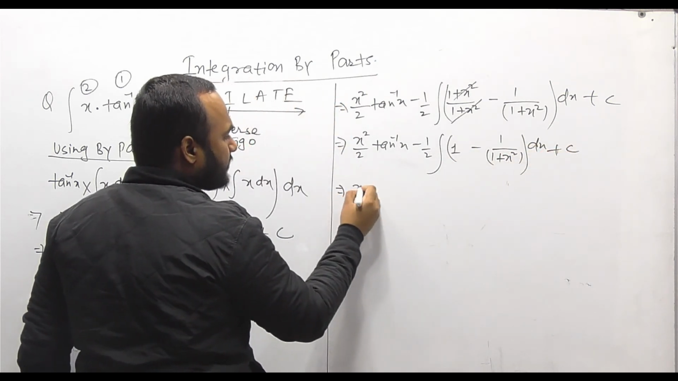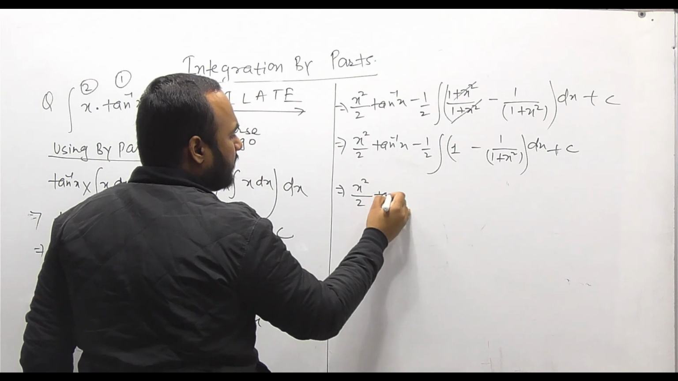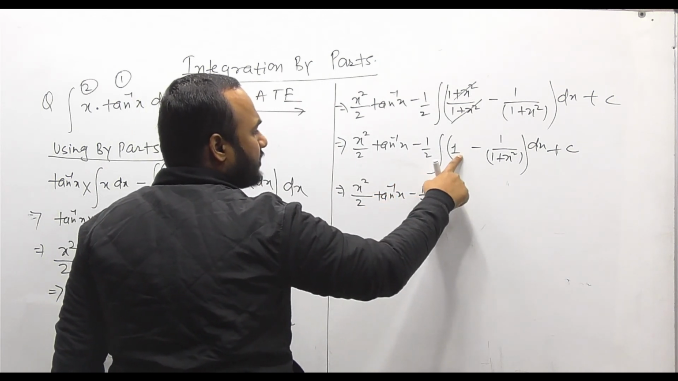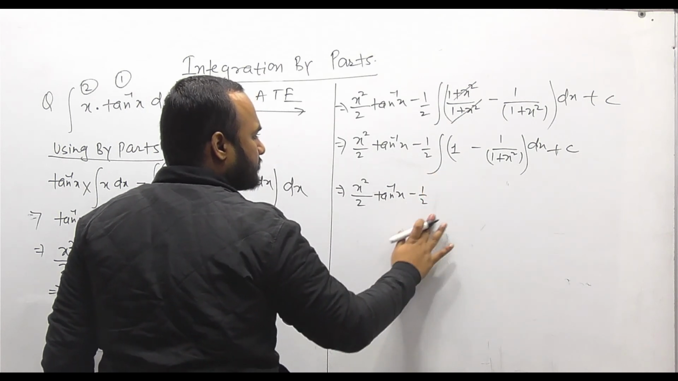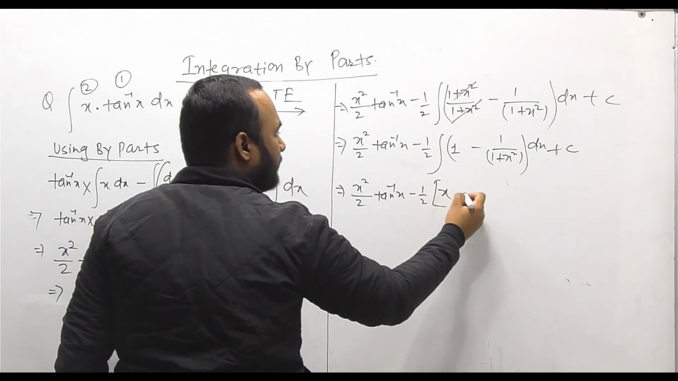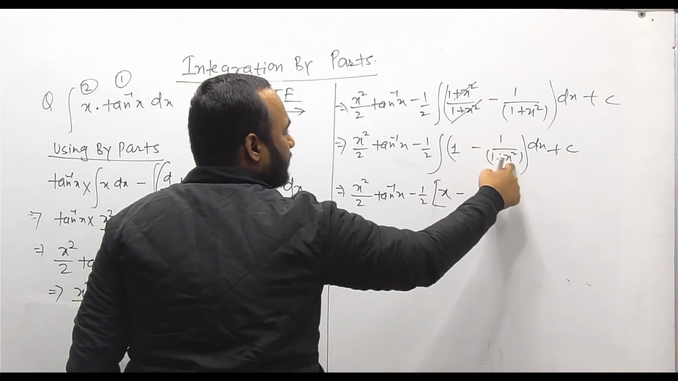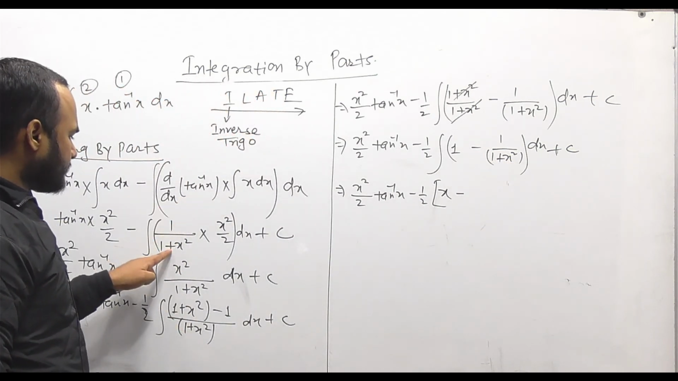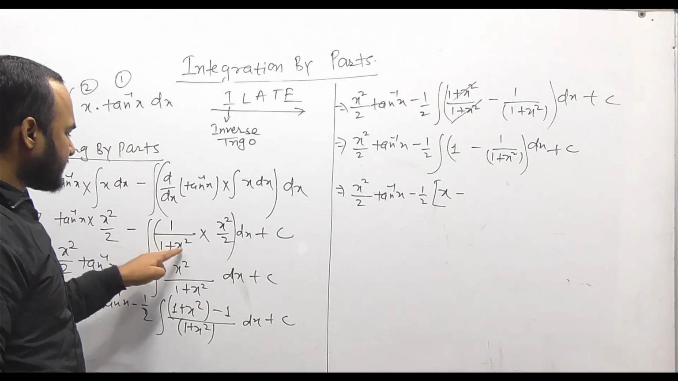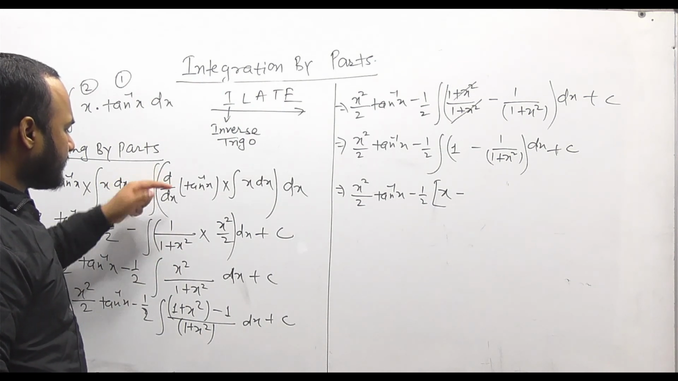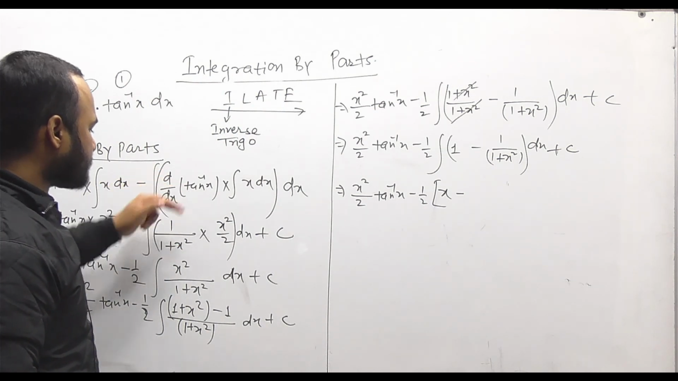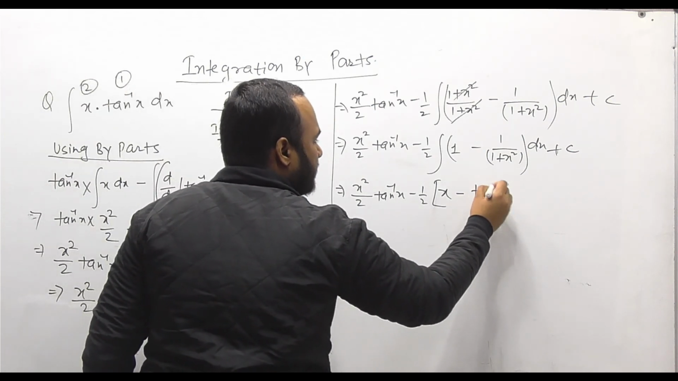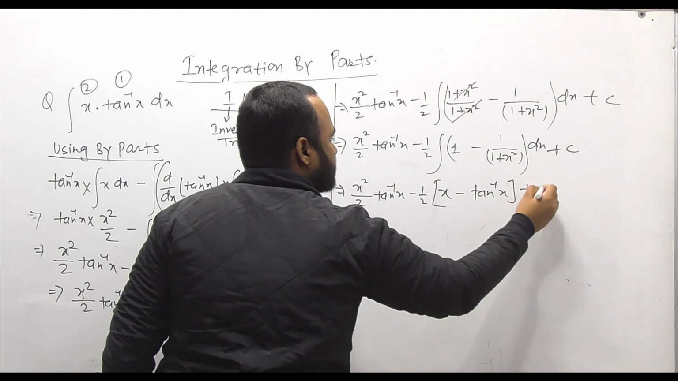So we can write it like this, x square by 2 tan inverse x minus half. As we know, the integration of 1 is x, minus the integration of 1 over 1 plus x square, which will be tan inverse x, because the derivative of tan inverse x was 1 over 1 plus x square. So if we do integration, we follow the reverse process. So this will become tan inverse x, so it will be tan inverse x plus c.